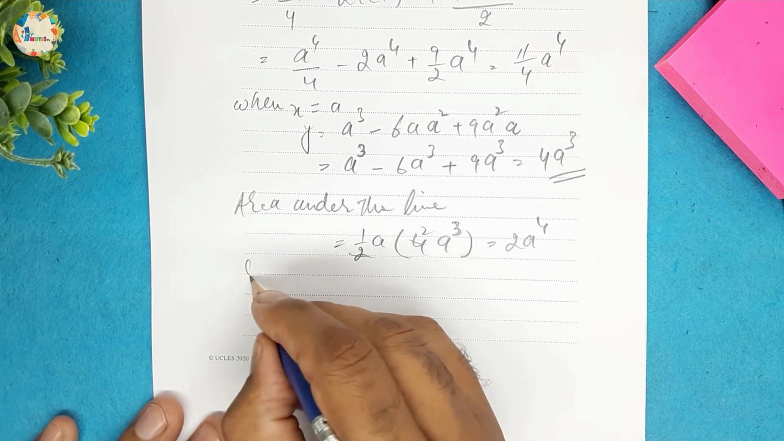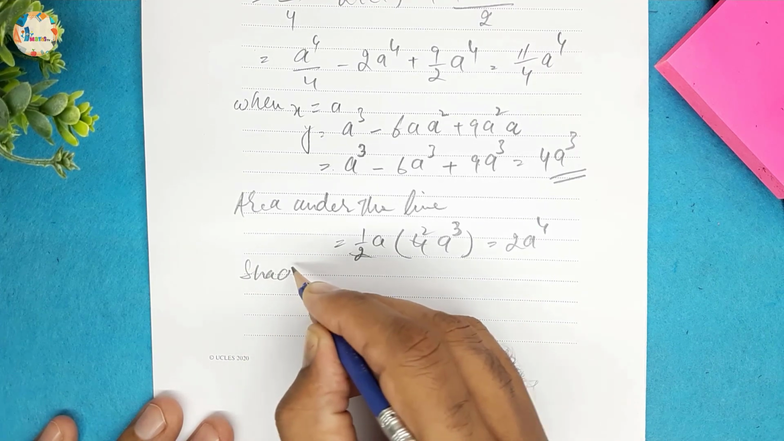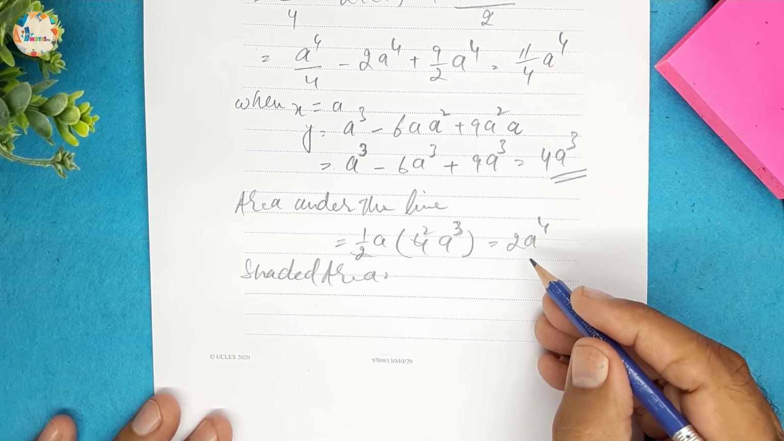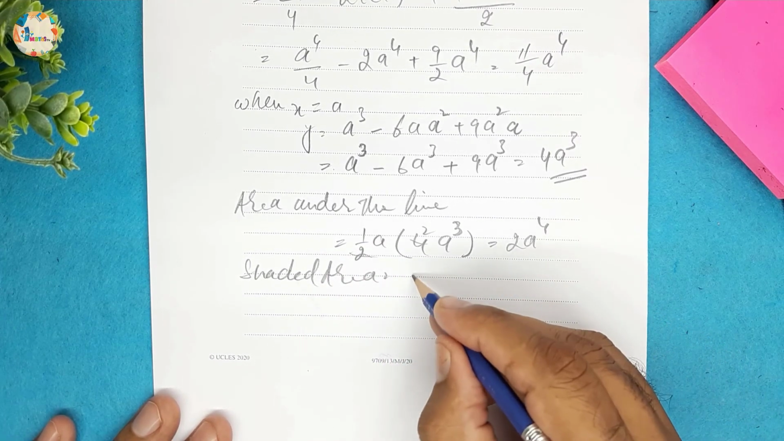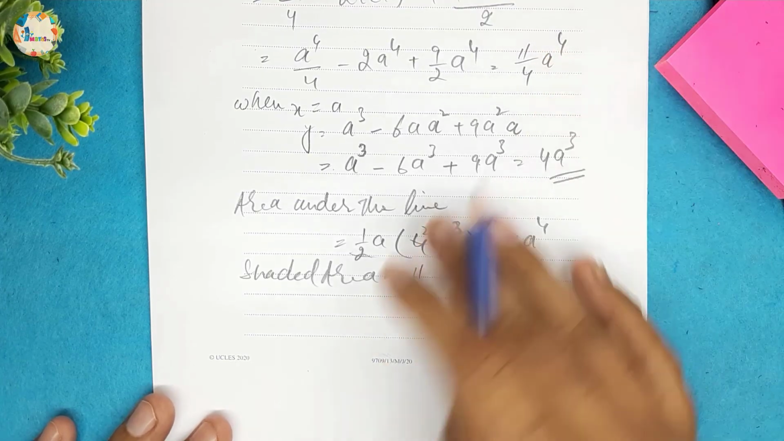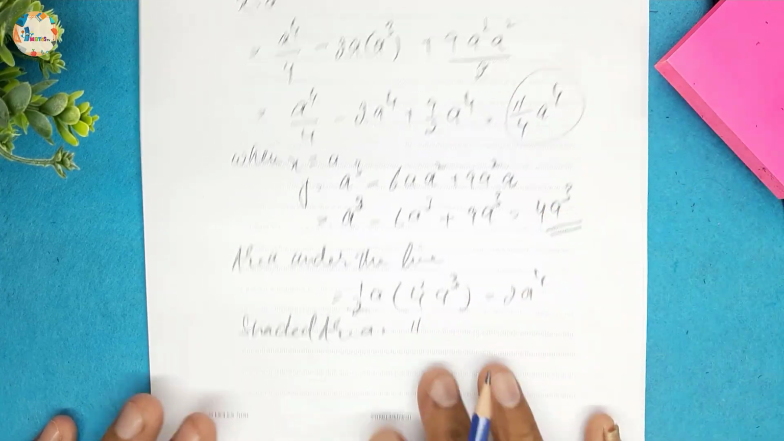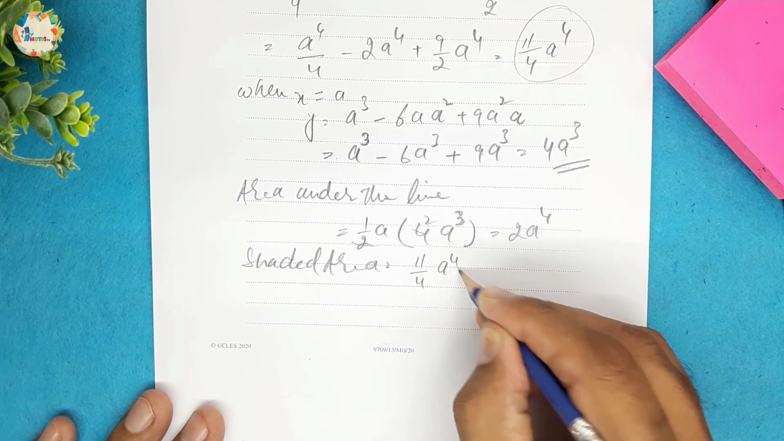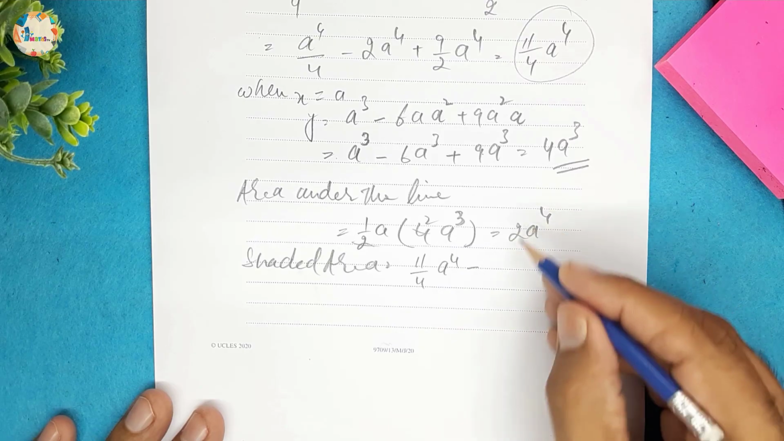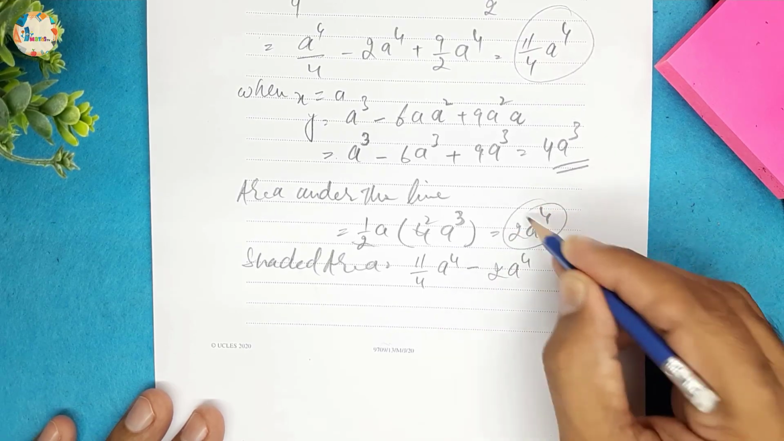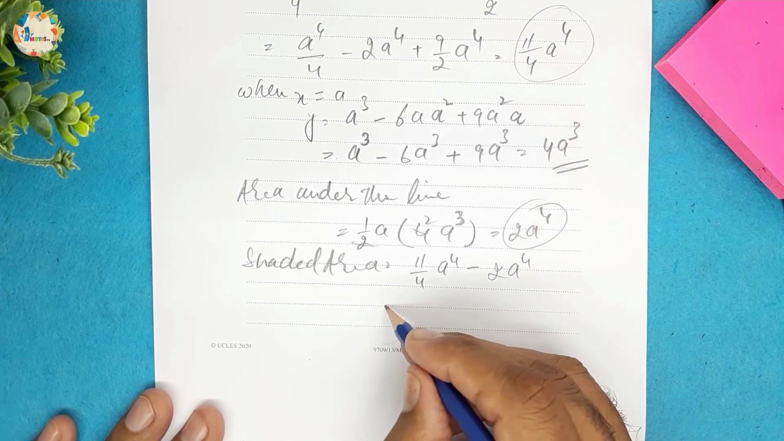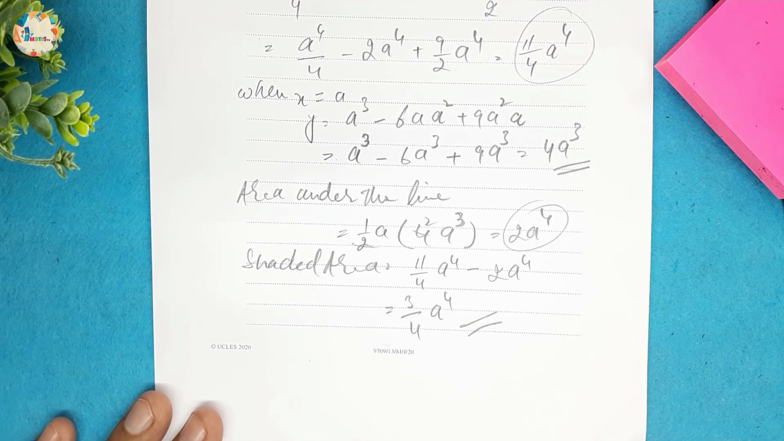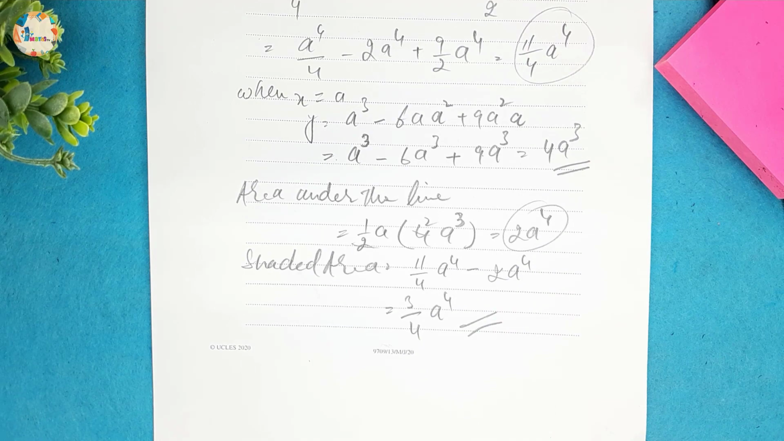So after cancellation, this will be equal to 2a⁴. Now we need the shaded area basically. The shaded area will be equal to the total area, which is 11/4 a⁴, minus 2a⁴, this area. So this minus this will result in 3/4 a⁴. This will be our final answer to this question.